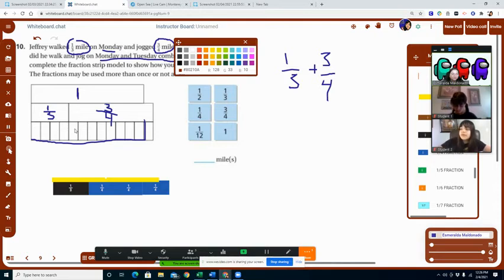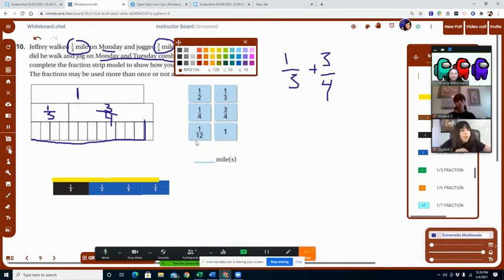1, 2, 3, 4, 5, 6, 7, 8, 9, 10, 11, 12. And if you think about it, 3 times 4 is 12. So that's a common denominator. So now all I have to do is see how many fit under the combined fraction strips.